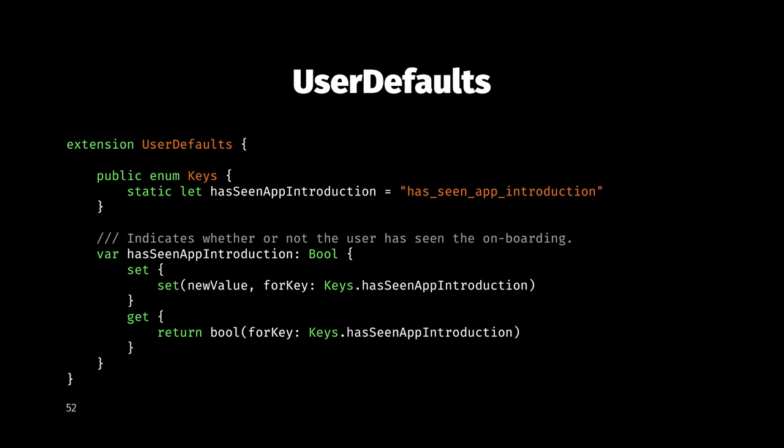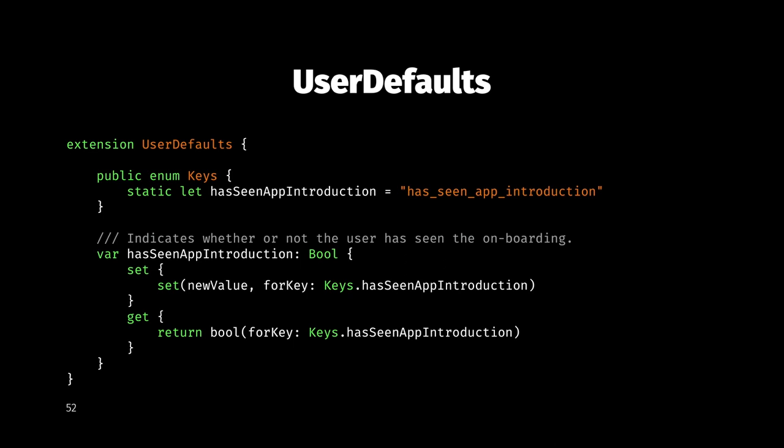So UserDefaults are the basic persistent data store on iOS that you can use in order to store some simple key value information. And most of the time, we don't want to directly interact with UserDefaults in our code. We want to provide some intermediate API in order to have a better code base. A way to do it is to extend UserDefaults, have an enum which will store all the keys that we want to store in the data store, and then for every one of those keys, we implement a computed variable. In the setter and the getter, we call the API of UserDefaults in order to set and get the value. So this is very nice.